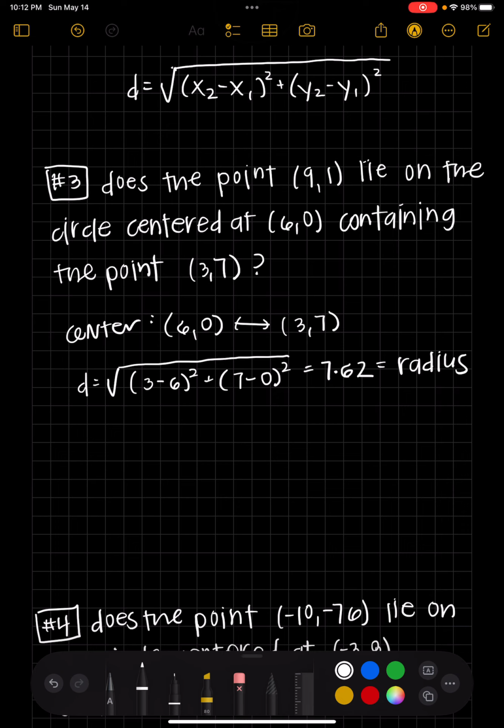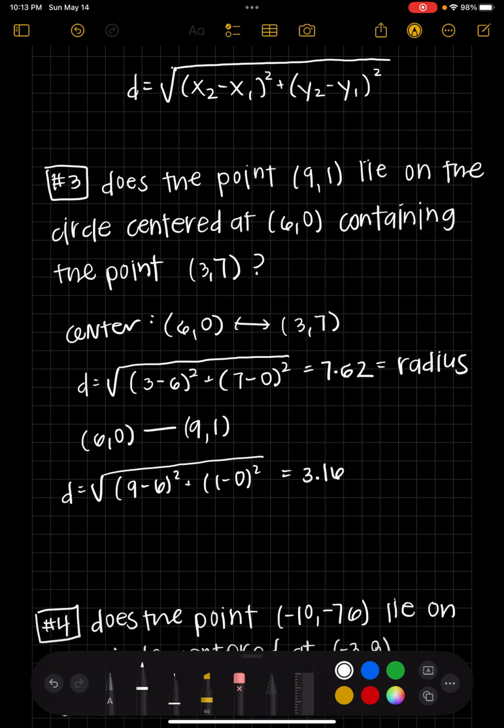So what we need to do now is figure out if this other point, (9, 1), also makes a radius with the center. So I'm going to find the distance between (6, 0), which is still my center, and (9, 1). The distance is 9 minus 6 squared plus 1 minus 0 squared. Let's plug it into a calculator. Okay, I end up with 3.16 approximately.